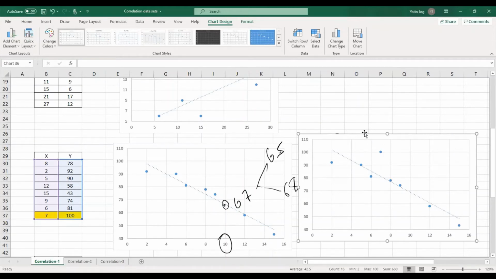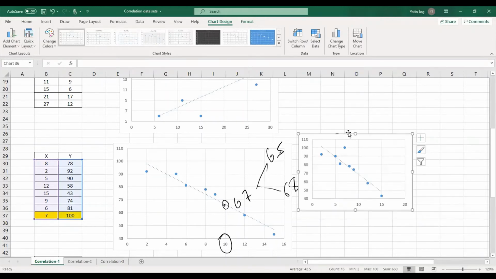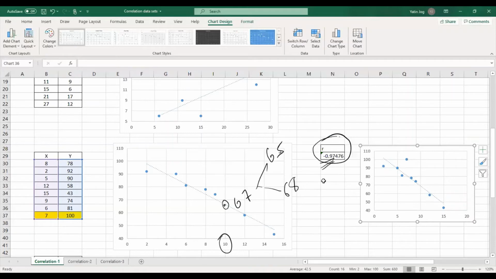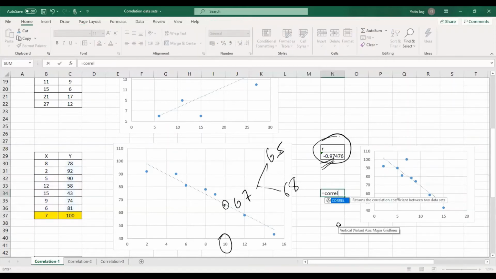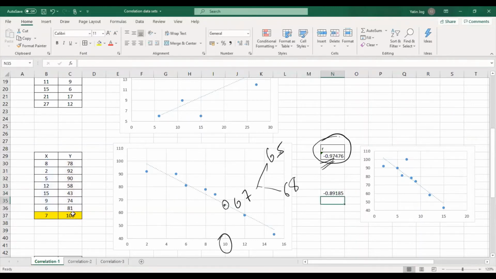Now, is it going to change my R value? So I'll just minimize this so that I can display the R value here itself. Okay, so I'll use the formula for correlation, and then I'll supply both the data sets with the addition of the last data point. Now look at R value. Now R is getting decreased from 0.97 on negative side, it is coming to 0.89, almost 10% of decrease.